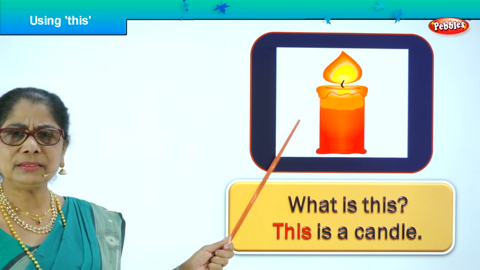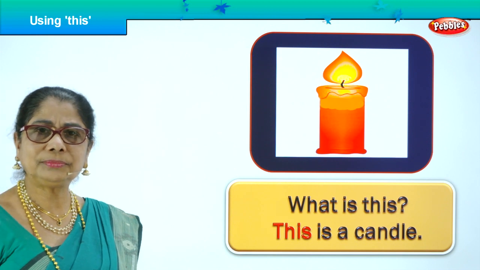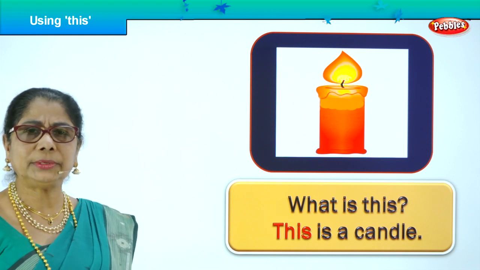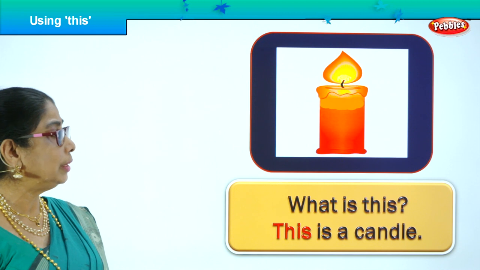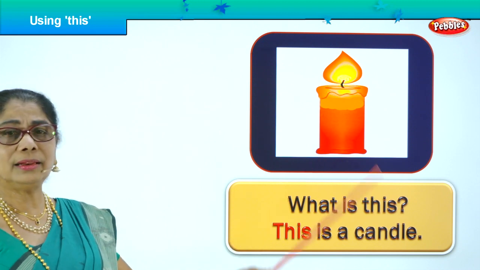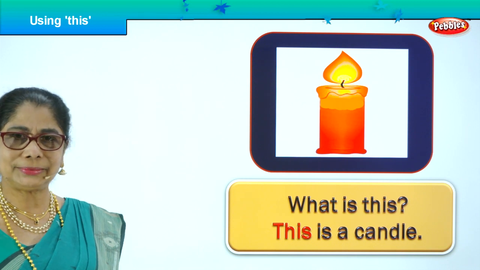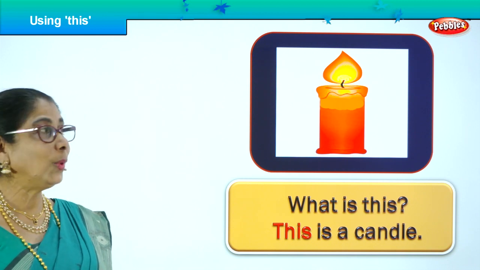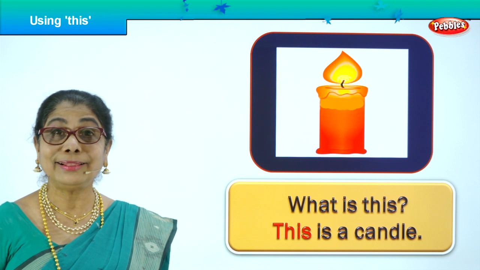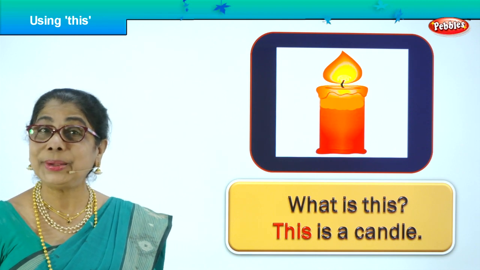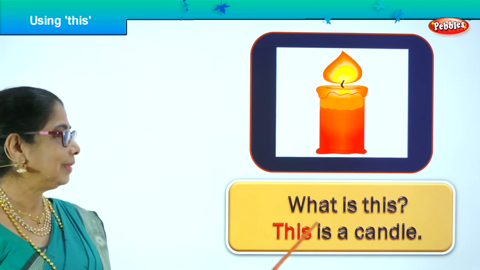Have you seen this? Yes, where do you see it? In the church, in the temple. You light this for God. Yes? Candle. How do you light the candle? With the matchbox. Yes. Where else do you use a candle? Yes, on your birthday cake.